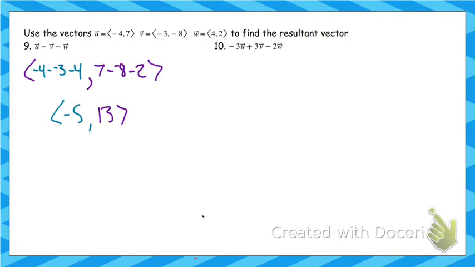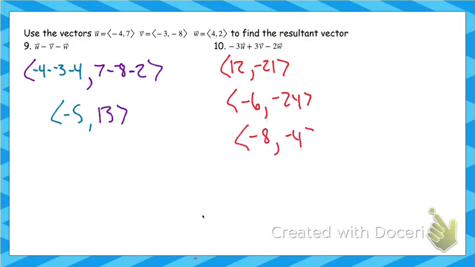All right, that next one, negative 3u. So let's go ahead and do negative 3u. That's going to be 12, negative 21. 3v, that's going to be negative 6, negative 24. And then negative 2w, that's going to be negative 8, negative 4. We'll add up all of our components there.